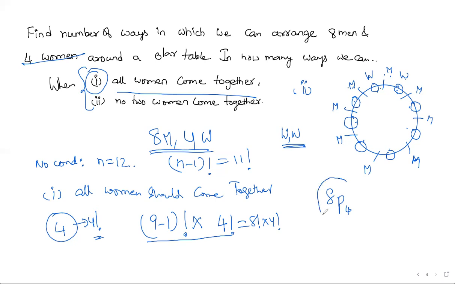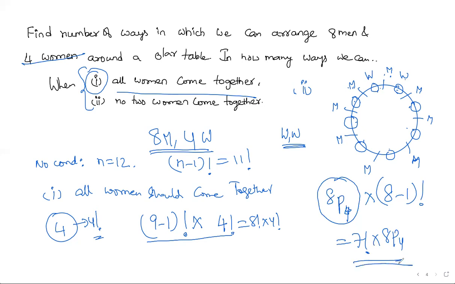Okay. So for doing that, it's 8P4. Out of the 8 places, we are permuting 4 places. And remaining, how many men are there? 8 men are there. So 8 minus 1 factorial. That is 7 factorial into 8P4. So this is the answer for the second question. Okay, so now you understand, when they give you conditions, this is how you first imagine, and after that you can come up with the result. Okay, this is the basics of circular permutation.